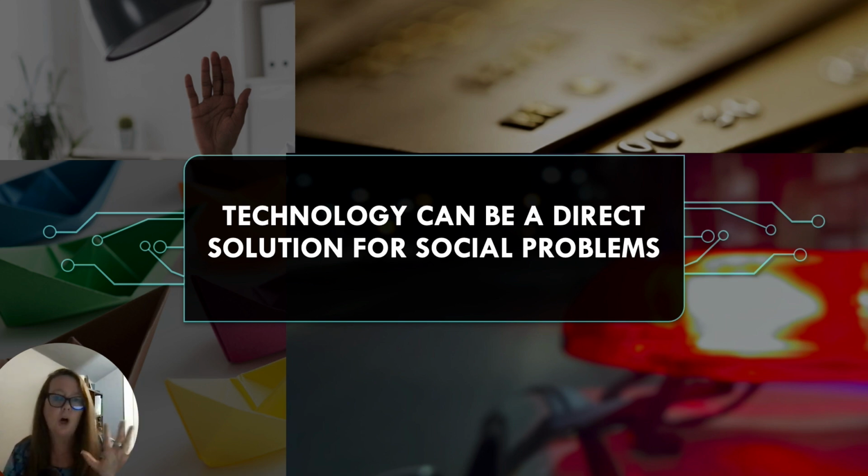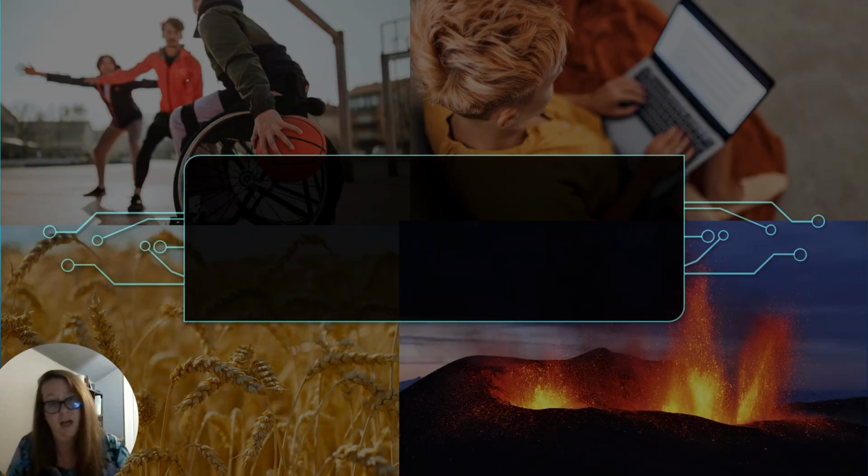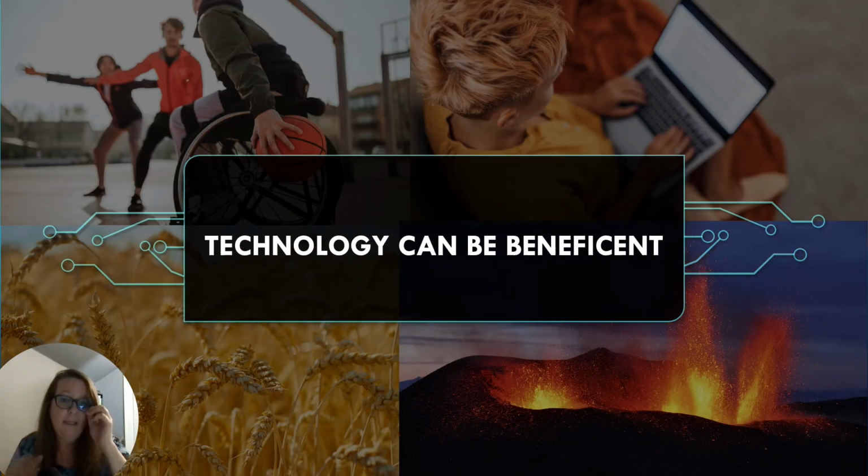Okay, so those were all examples of direct technical solutions for social problems. But that's not the only way technology helps solve social problems. Technology has been used in a variety of ways to do good. That is, technology can be beneficent. Continuous technological advances have led to radical improvements in health, mobility, knowledge access, overall living standards, and more.